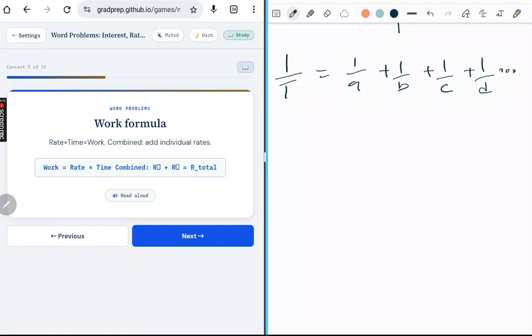Did you study physics at all in secondary school? A little, yeah. Okay, so that is what we call resistors connected in parallel. When you connect resistors in parallel, it is this.